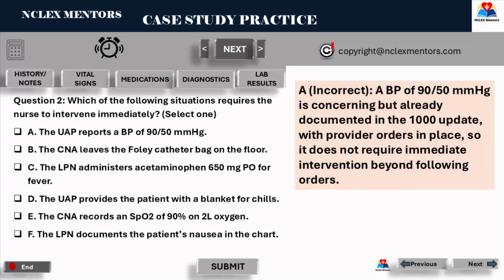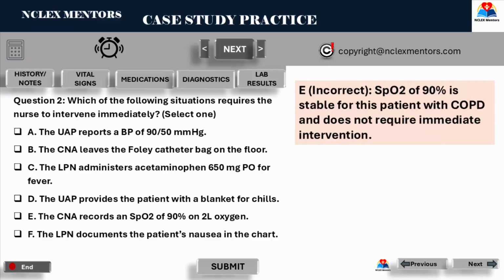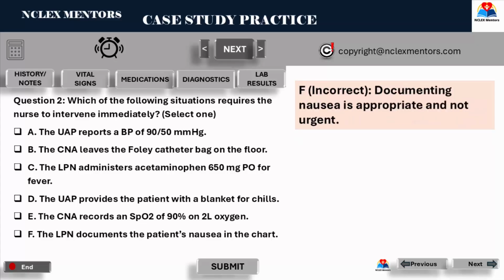A BP of 90/50 is low, but this has already been reported earlier, and orders are in place to address it. Administering acetaminophen is within scope and part of the treatment for fever. Providing a blanket is a comfort measure and appropriate for chills. An SpO2 of 90% on 2L oxygen is normal for a COPD patient. This doesn't require intervention unless it drops further. Documenting nausea is part of routine care, not an emergency.